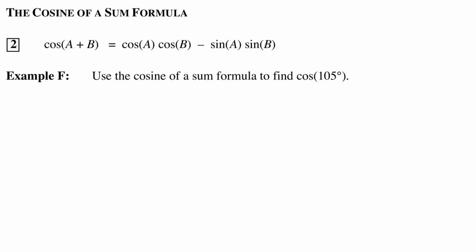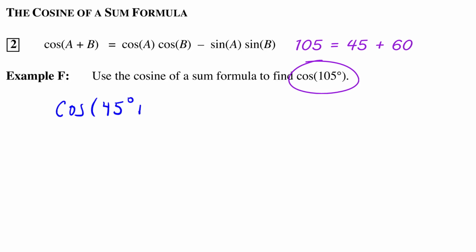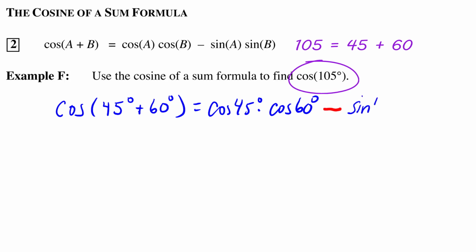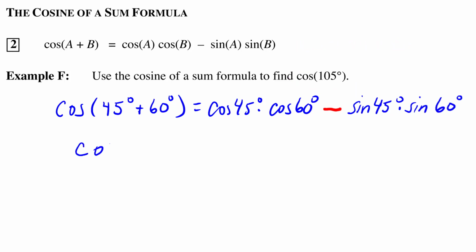Okay, let's practice using the cosine of a sum formula, and we're going to use it to find the cosine of 105 degrees. In this case, we use 105 as 45 degrees plus 60 degrees. Cosine of a sum is the cosine of the first times the cosine of the second minus sine of the first times sine of the second. We'll evaluate each one of those. On the left side, that's the cosine of 105 degrees.